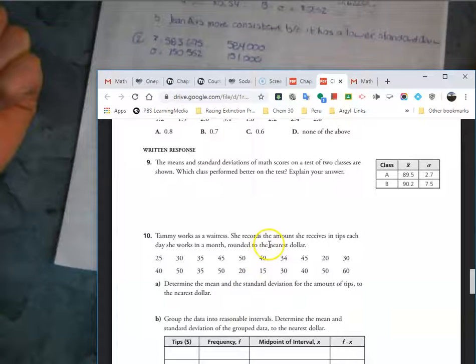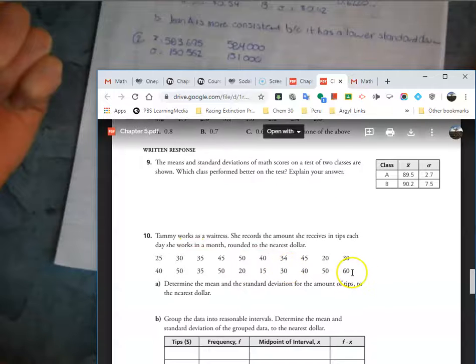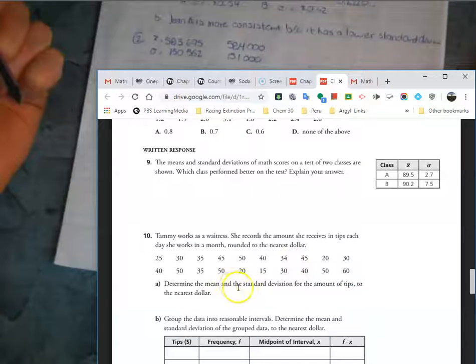Tammy works as a waitress. She records the amount of tips. Basically you're given this list of values, the recordings of her tips. First you want to determine the mean and standard deviation for the amount of tips to the nearest dollar.